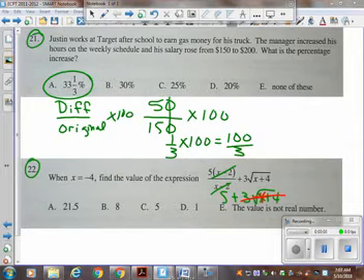And for you, Destiny, on question 21, in case you don't know the formula for percent of increase or decrease, it's the difference of the two numbers over the original number times 100. And that gives it to you every time.